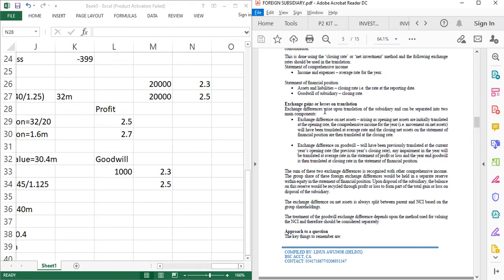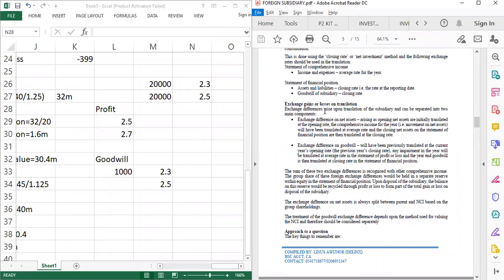But the opening net assets are translated at opening rates. The profit for the year is translated at what? Average rate. But at the end of the year, we are translating both at a closing rate. It means that there will be a difference in the rate. But if the opening, the average rate and the closing rate are the same, there won't be any gain on it. But if they are not the same, there will be a gain.